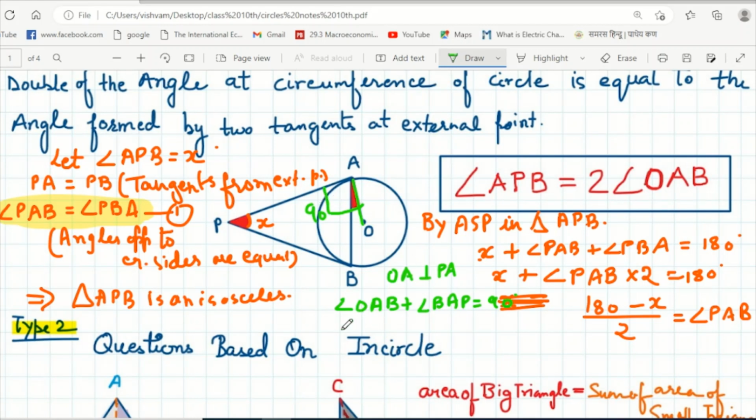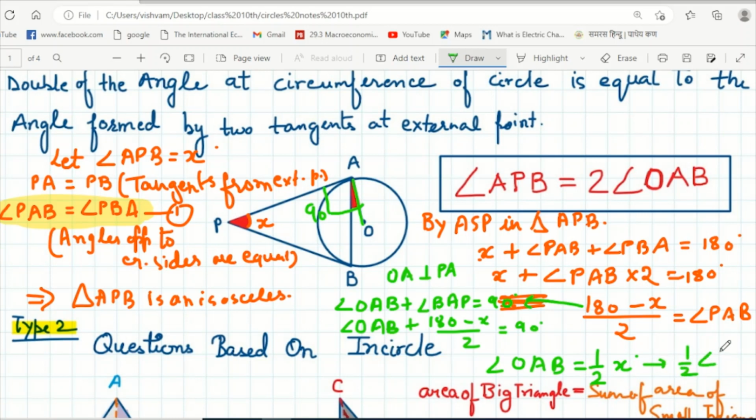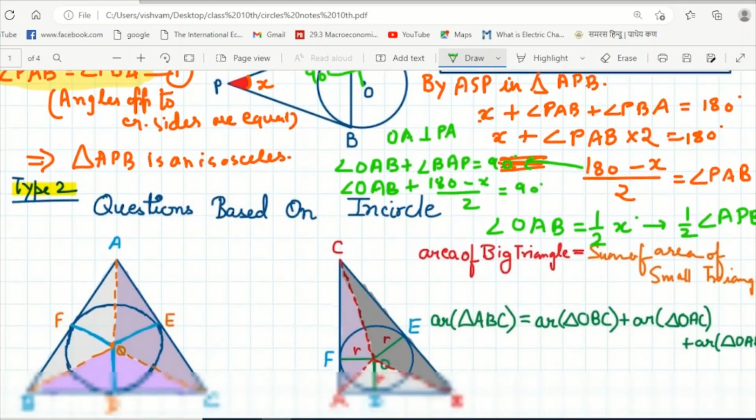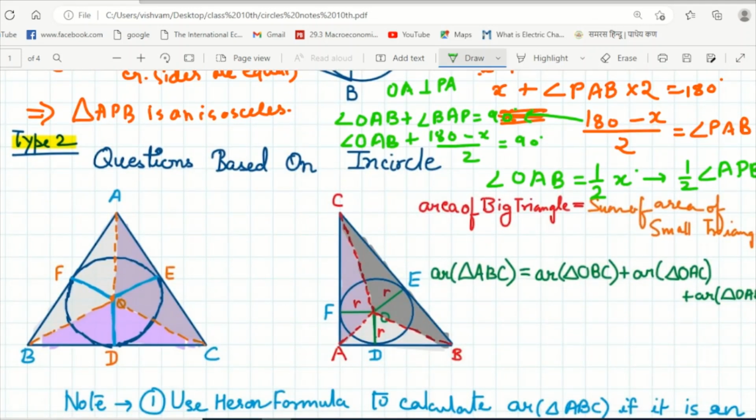So if I substitute the value of OAB plus PAB here, it is (180 minus X) upon 2 equals 90. On further solving you will get angle OAB equals 1 upon 2 X, and here X is angle APB. Hence proved.